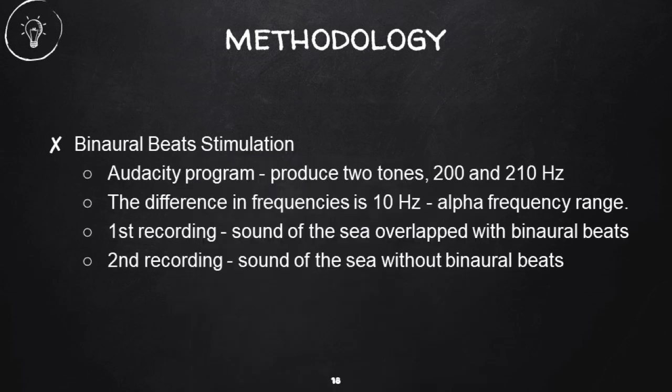Software called Audacity was used to produce two tones, which are 200 and 210 Hz. The difference in these two frequencies is 10 Hz, which falls in the alpha frequency range. Two types of recording were used in this study. The first recording is the sound of the sea overlapped with binaural beats, while the second recording is the sound of the sea without binaural beats.